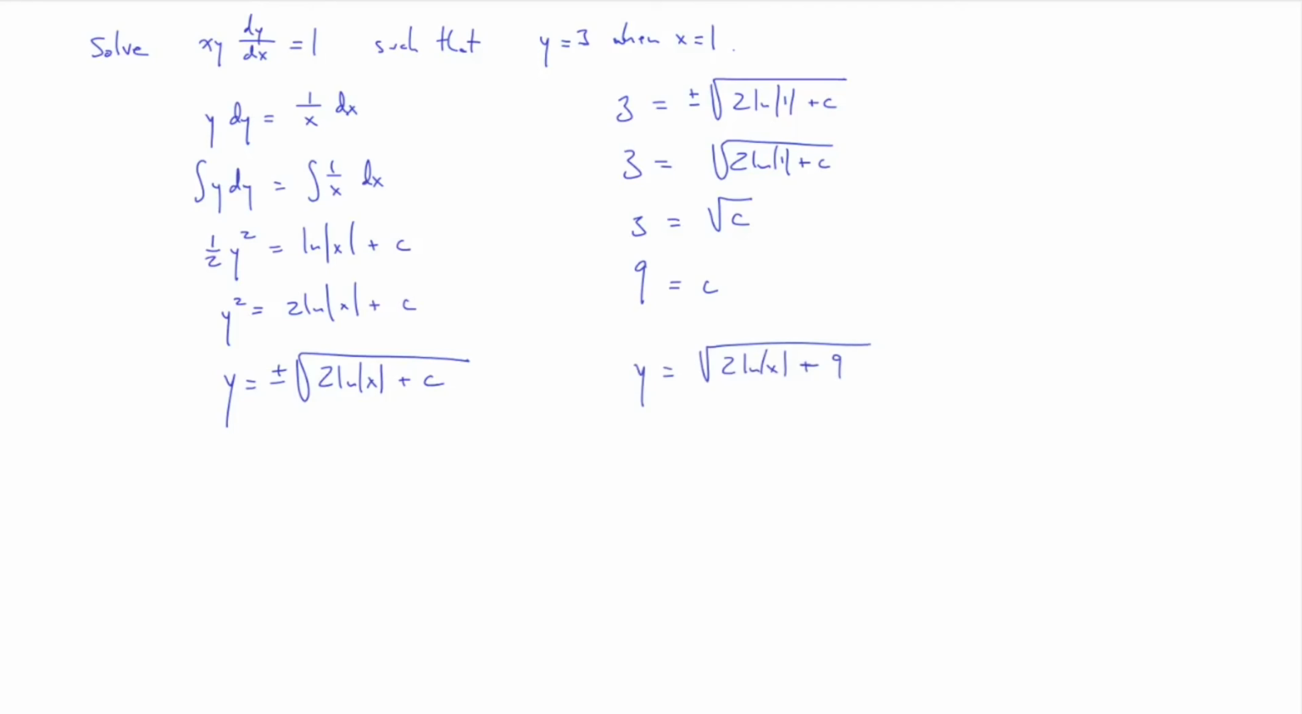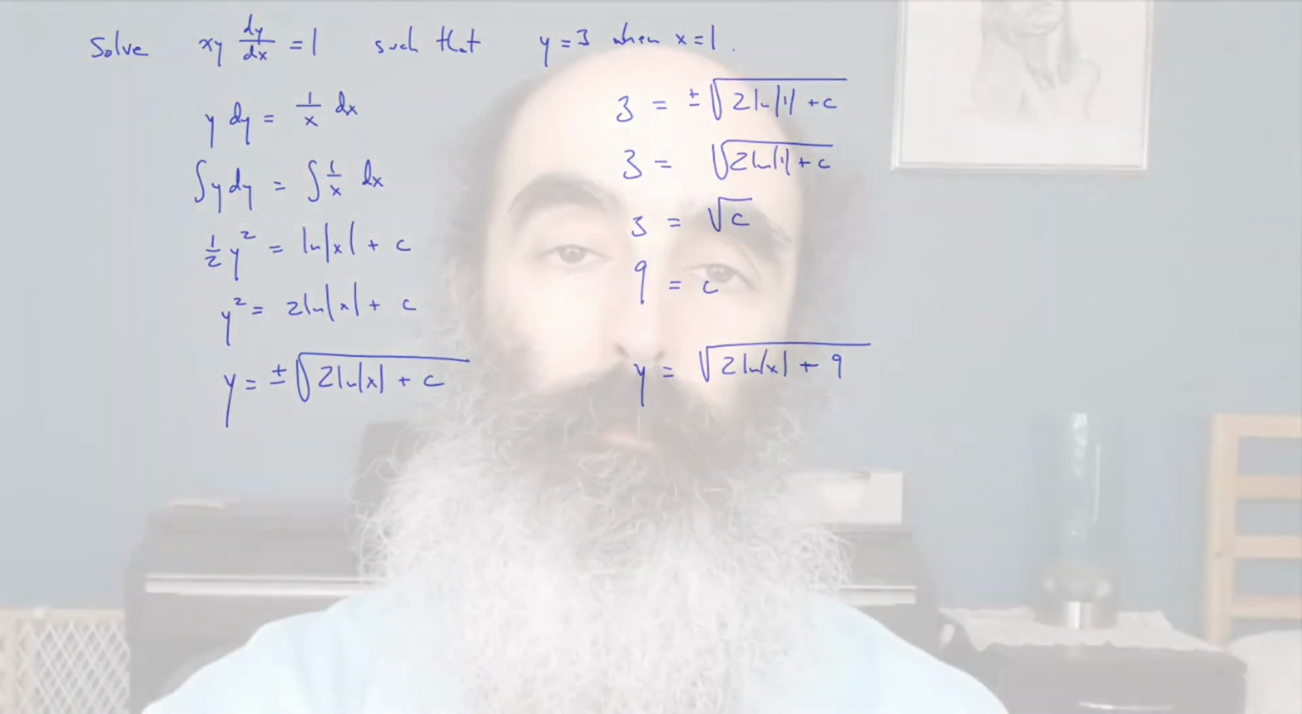And so our final answer, the particular solution we're looking for, is that y is equal to the square root of twice the natural log of the absolute value of x plus 9. And notice that I can still keep the positive negative out of this square root. I'm only looking for the positive square root because if I also included the negative square root, then when x was equal to 1, y would be both positive 3 and negative 3. And I want y to be positive 3. That's the initial condition that I was given. And so this is the answer.